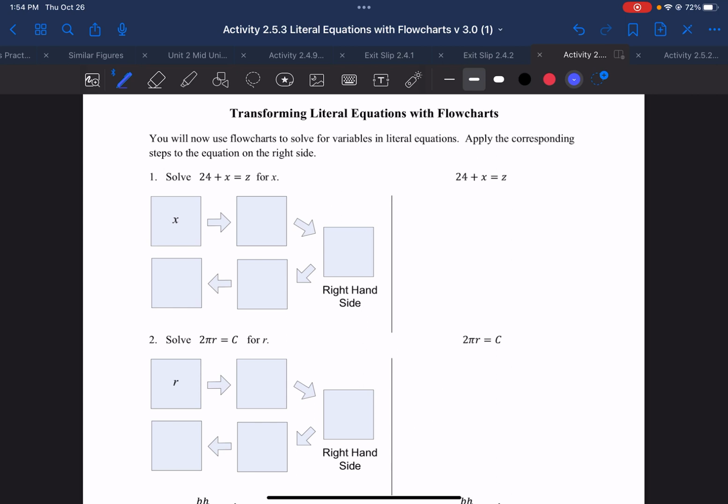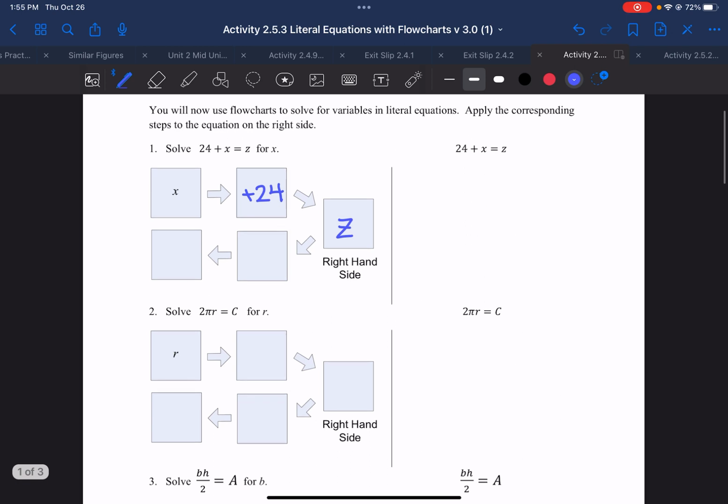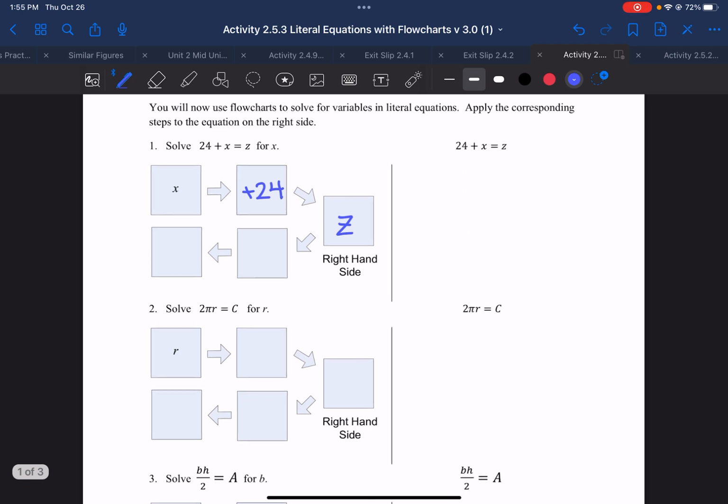So here's what that looks like. First, we're going to say, what is happening to x? So in the story of x, what's happening? First we can see that we're adding 24 and x. What does that equal? We can see here that it equals z. And I'm going to put a cross through z so that people know the difference between z and 2.